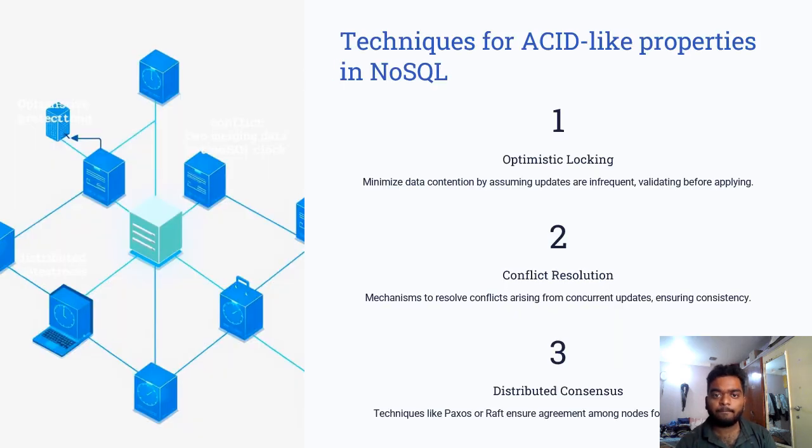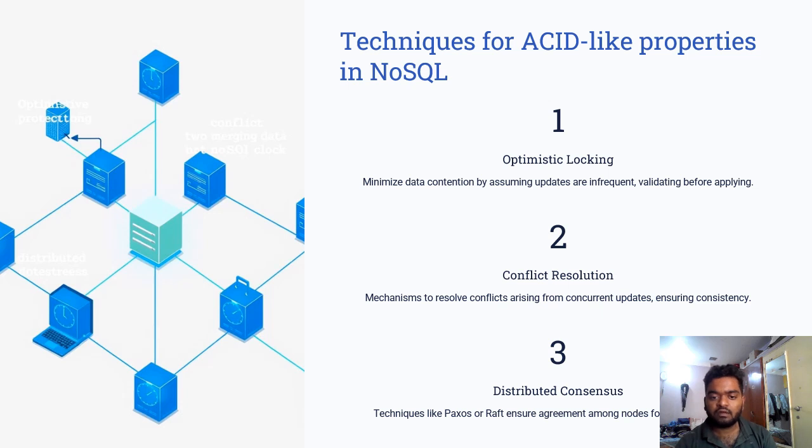Techniques for ACID-like properties in NoSQL. The first technique is optimistic locking, which minimizes data contention by assuming updates are infrequent and validating before applying. The second technique is conflict resolution: mechanisms to resolve conflicts arising from concurrent updates, ensuring consistency.